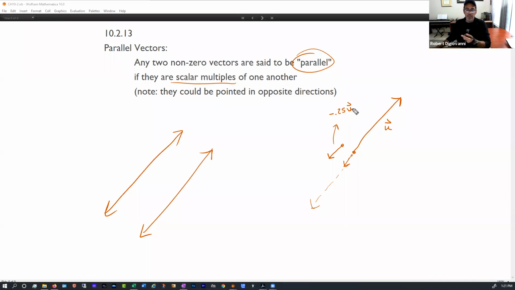You see, I flipped it over and shrunk it, but they're still called parallel because all I did was multiply u by a scalar in order to do it. This is a very, very big distinction that you have to understand in our language with vectors. You can have vectors that point in the opposite directions and they're still considered parallel. All right.